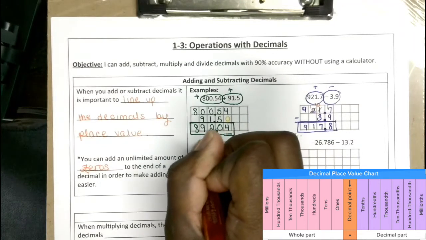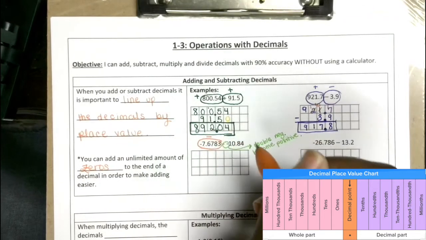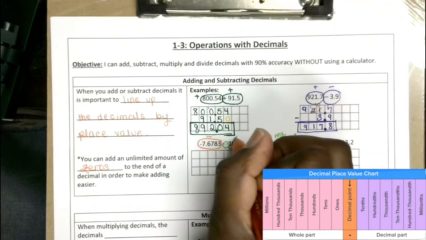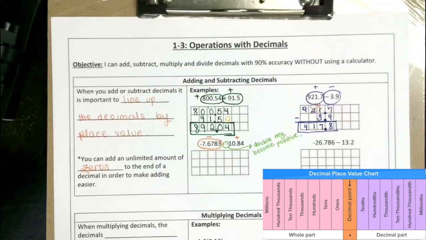So if I'm circling the number and the sign that's immediately in front, then 10 and 84 hundredths will be considered positive, and negative 7 and 6,783 ten thousandths is considered to be a negative number. Now that I've clearly identified that I have a positive number and a negative number, I know that I'll have to subtract the numbers and keep the sign of the number with the larger absolute value.